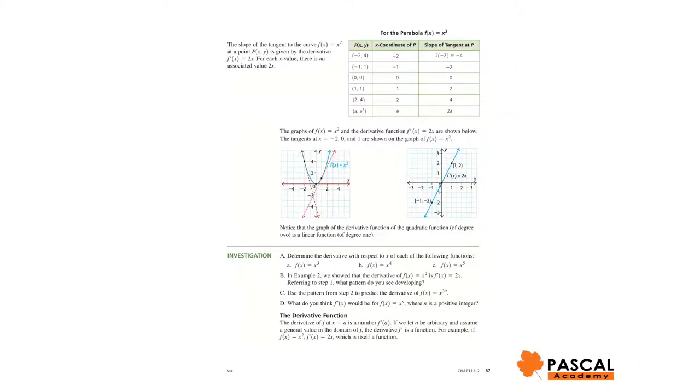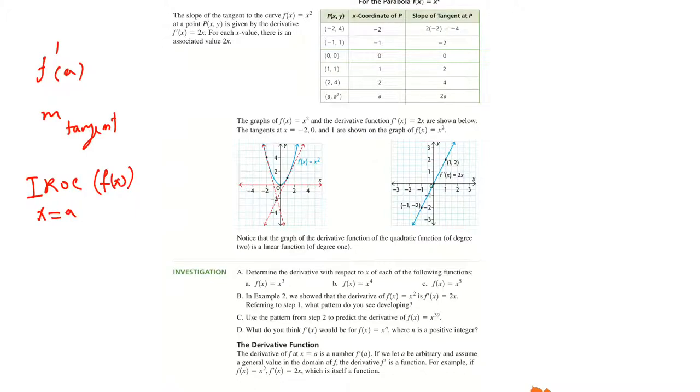One more time. f prime of a, the slope of the tangent line, and the instantaneous rate of change of f of x at x equals a are the same. We define the derivative in a way that is similar to the slope of the tangent line, and we know the instantaneous rate of change of f of x at x equals a and the slope of the tangent line to the graph of y equals f of x at x equals a are the same.